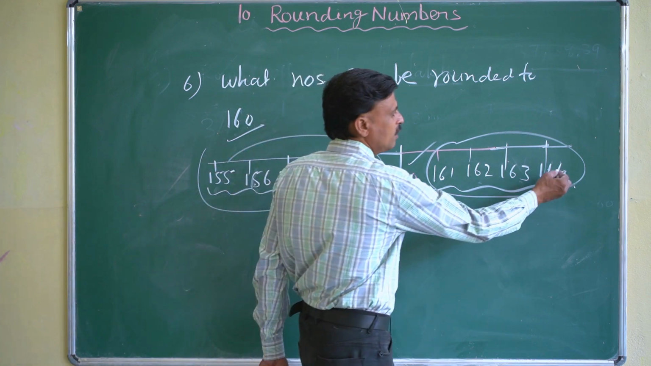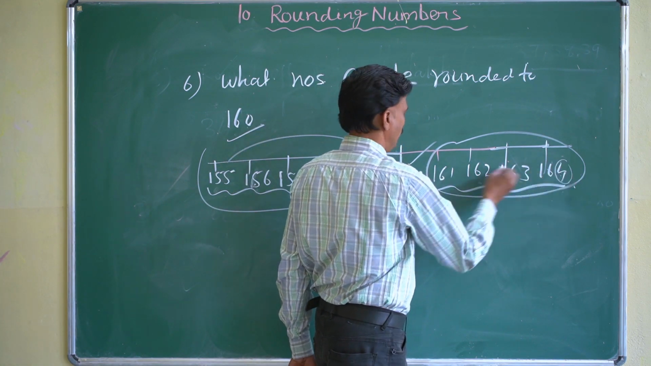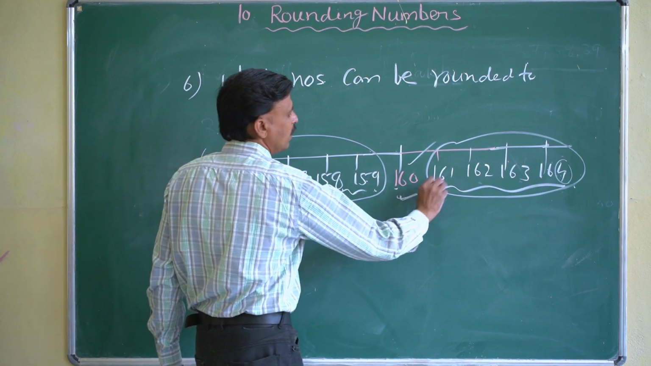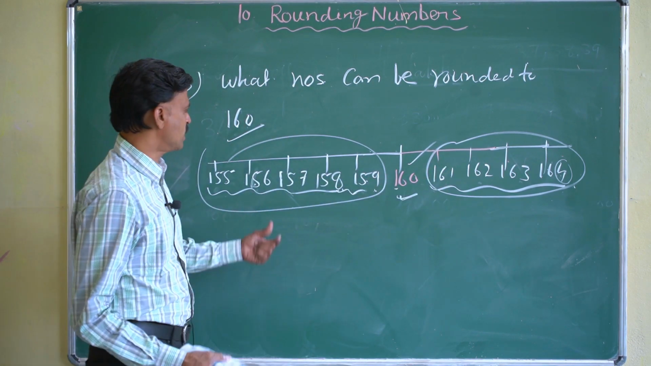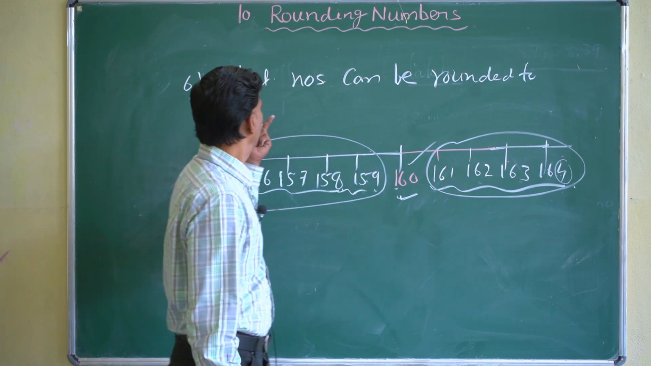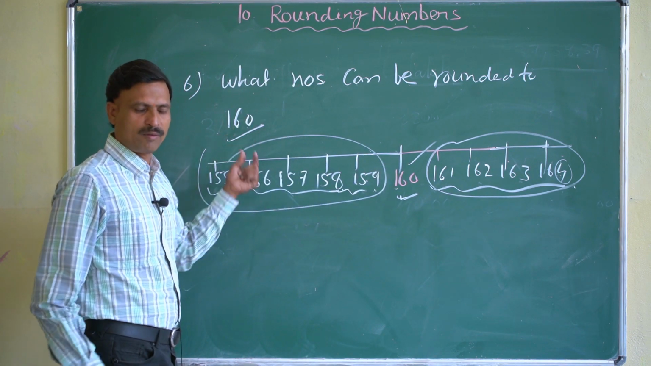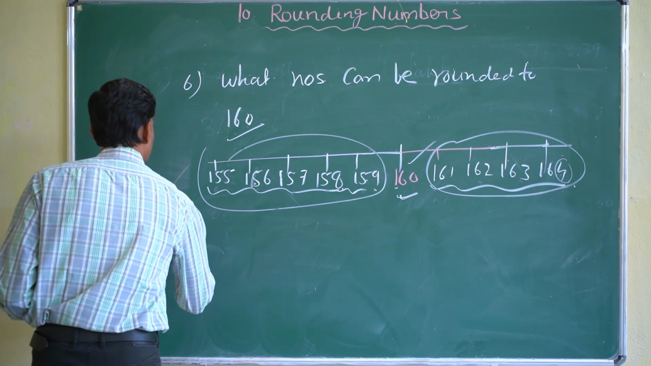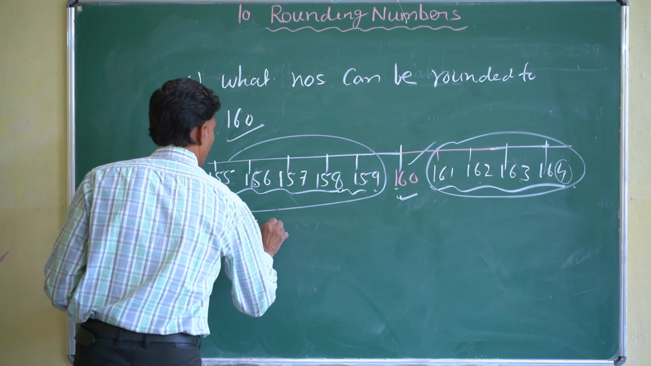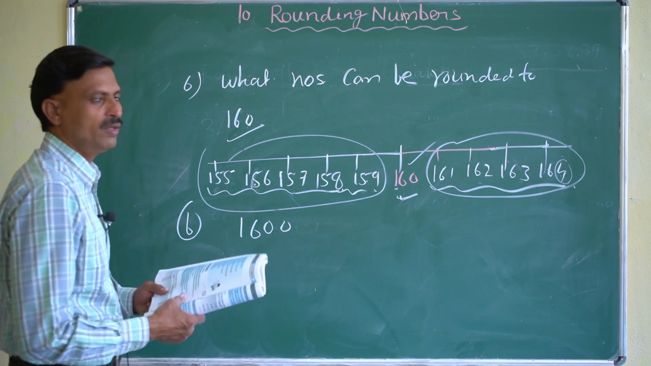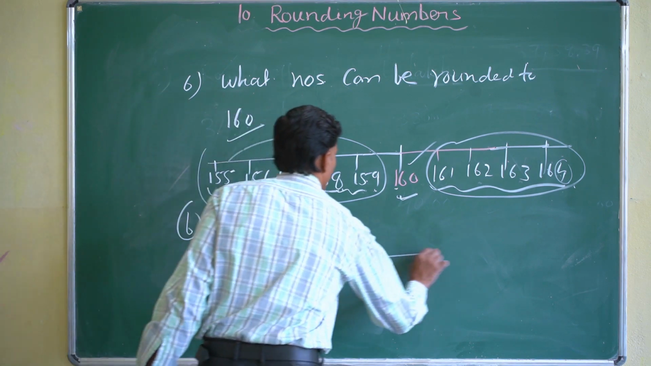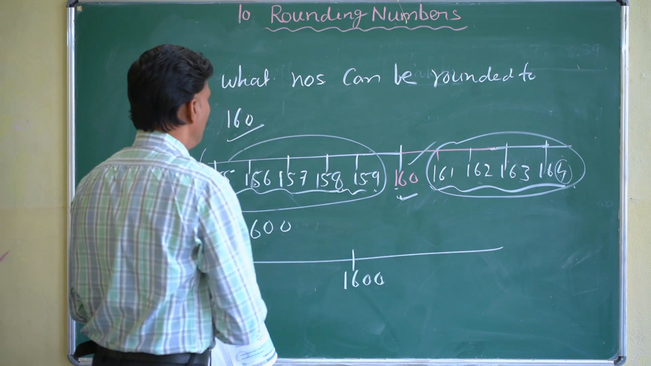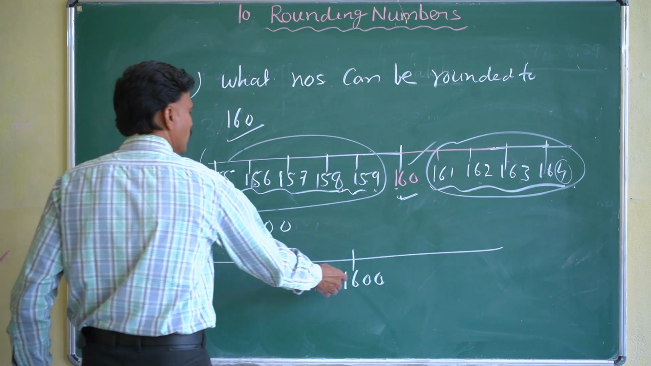Right? Here less than 5 will be rounded off to 160. Here 5 or more than 5 will be rounded off to 160. So when we round these numbers, they will give a value near 160. Same thing for the other also, like B1, 1600. So what numbers will give 1600? So here it is 1600. When we round off, what numbers are going to give 1600?